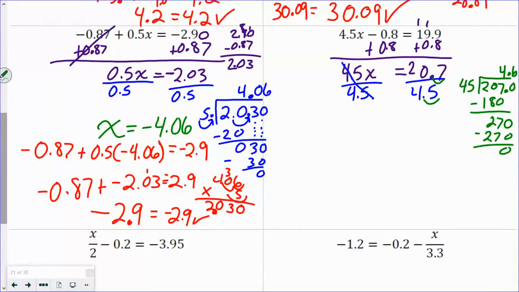So then x equals, and we have two positive numbers, a positive 4 and 6 tenths. Then of course we have to check our work. If I have 4.5 times, I almost put my x, well, 4 and 6 tenths minus 8 tenths, we get 19 and 9.